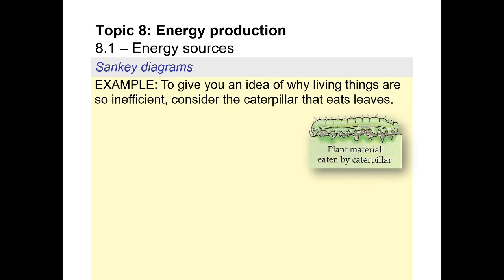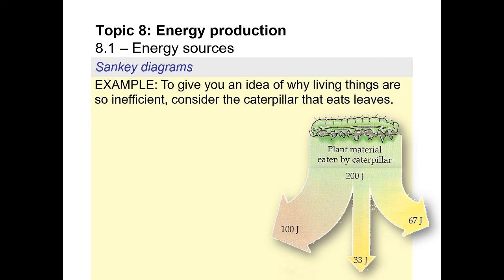Now, living things, like you saw on the previous slide, human muscle is 20 to 25% efficient. Okay, all living things and all living processes are very inefficient. So we're going to consider the following case. Okay, you have a caterpillar. The caterpillar eats plant material. Let's say it obtains 200 joules of energy from that plant material.